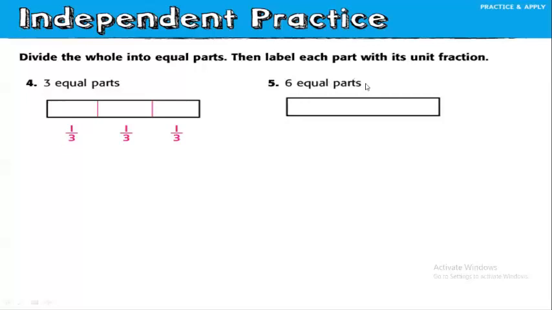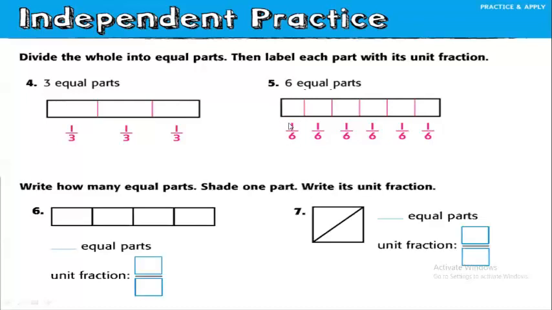Here, 6 equal parts. So we will divide this shape into 6 equal parts. 1, 2, 3, 4, 5, 6. 1 over 6. Each part is 1 over 6. And this is a unit fraction. Why is this a unit fraction? Because the numerator is 1.